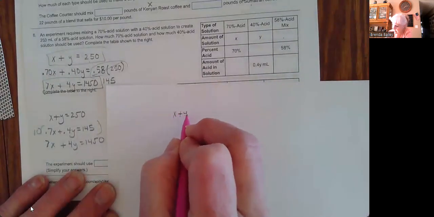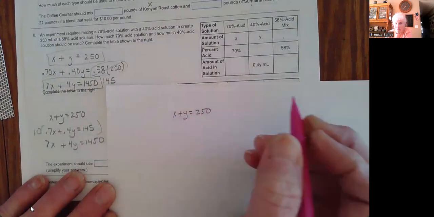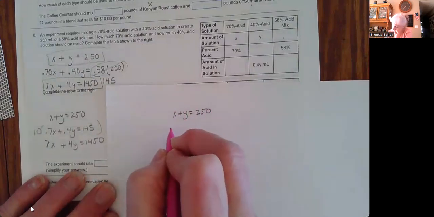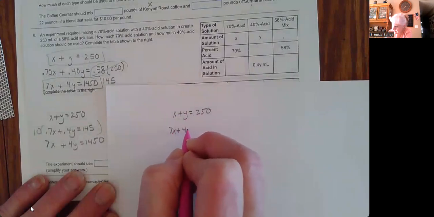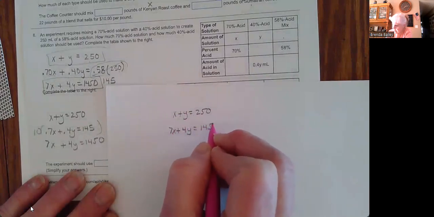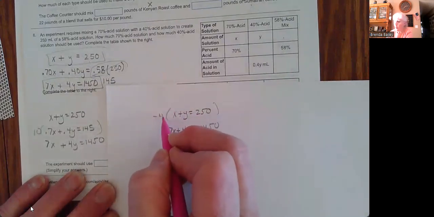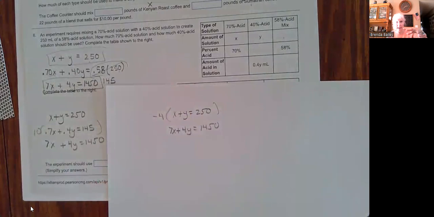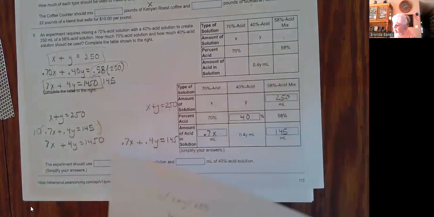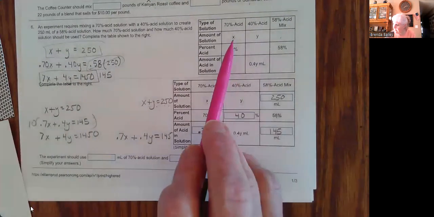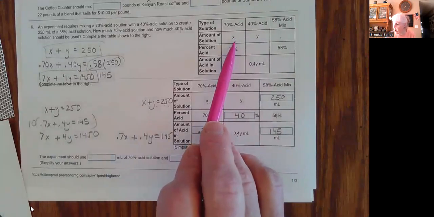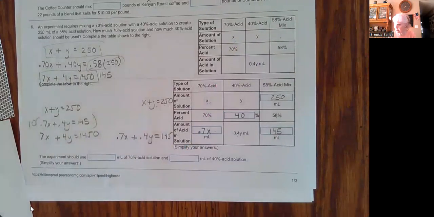X plus Y, our amount that we have, milliliters, our percentages, once we've simplified it. And then you can multiply this one by -4, everything. And when you add them together, the Y's drop out. And then you can put it back in and solve it for X, knowing that X is the 70% and the Y represents how much of the 40%. All righty. I hope that helped.